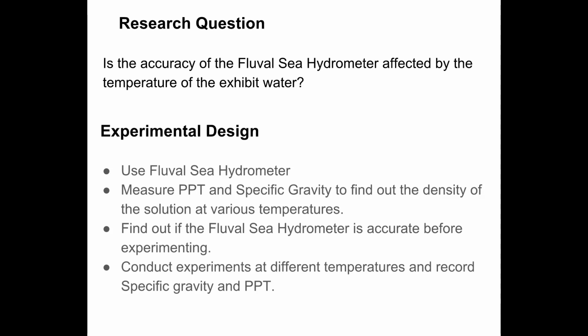Of course, our research question again is, is the accuracy of the Fluval Sea hydrometer affected by the temperature of the exhibit water? Our experimental design will include using the Fluval Sea hydrometer. We're going to measure the parts per thousand and specific gravity to find out the density of the solution at various temperatures. We're going to find out if the Fluval Sea hydrometer is accurate before experimenting, because by doing this we know that our results will be as accurate as possible. We're going to conduct experiments at different temperatures and record specific gravity and parts per thousand.